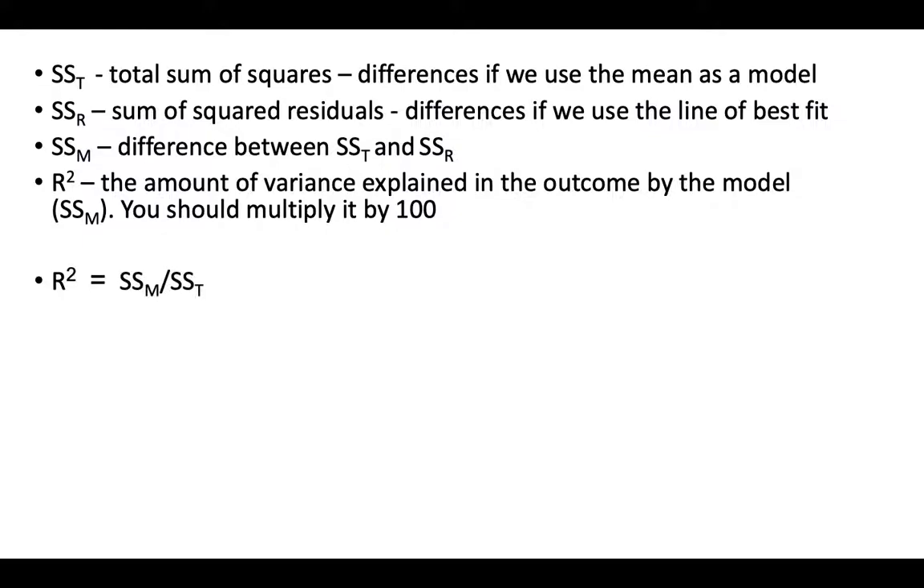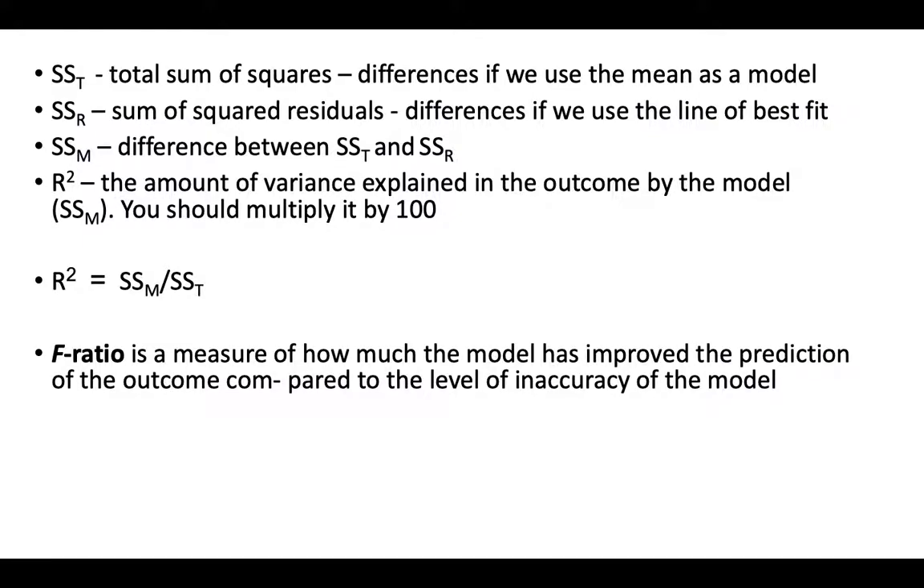So this is how you do it. You divide the model sum of squares by the total sum of squares, and then you get a number, let's say 0.35, and then you have to multiply this 0.35 by 100, so you will have 35 as a result. So this means that 35% of the variance is explained by the model. For example, if you use the size of a spider, the anxiety level of participants is explained 35% by the size of a spider. Okay, so this is R squared.